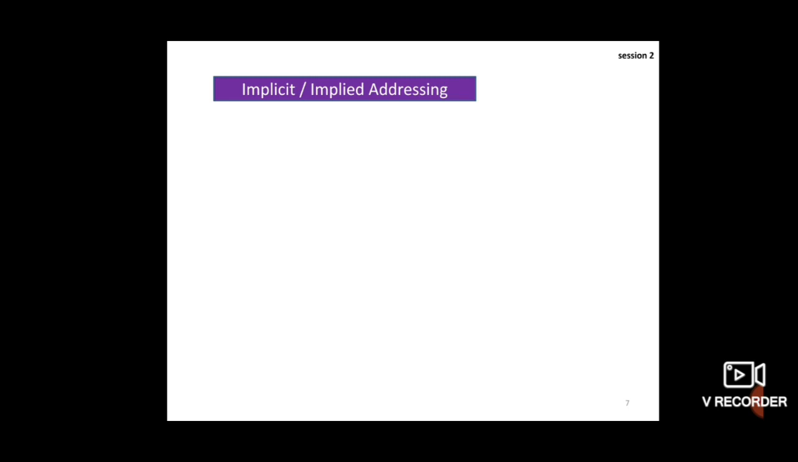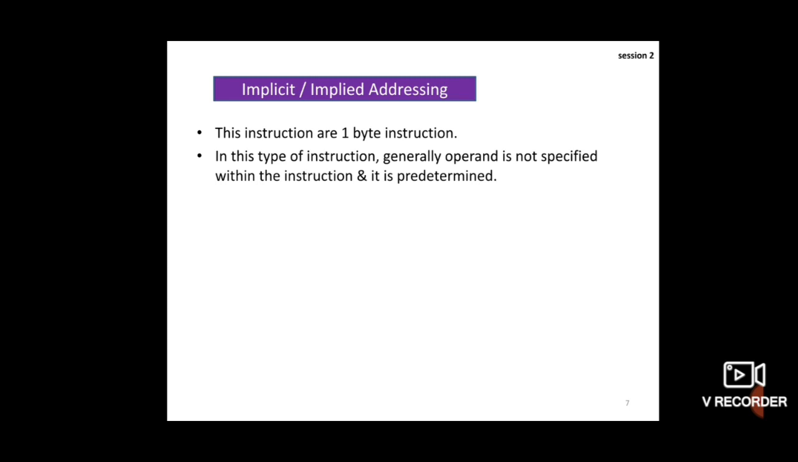Now see, the last addressing mode is implicit or implied addressing mode. You can very easily find which instructions are included in this mode. In this implicit addressing mode, it is always a 1 byte instruction. 1 byte instruction means there is no data, no address, only a register if any. Now in this type of instruction, generally the operand is not specified within the instruction and it is predetermined. Now you know what an operand is: operand means either data, registers or address.